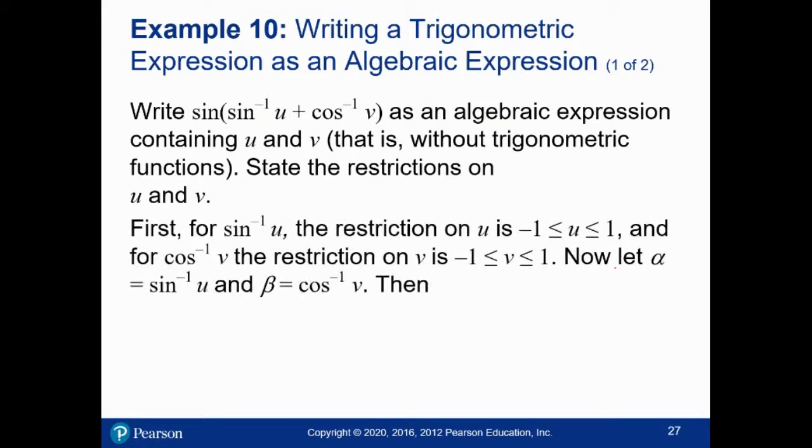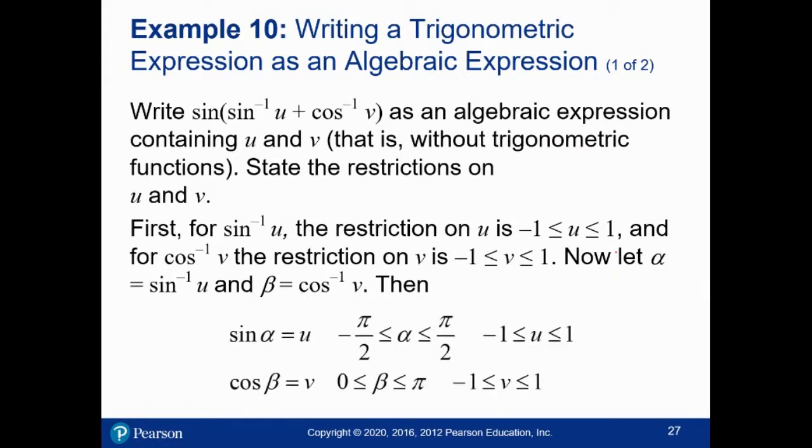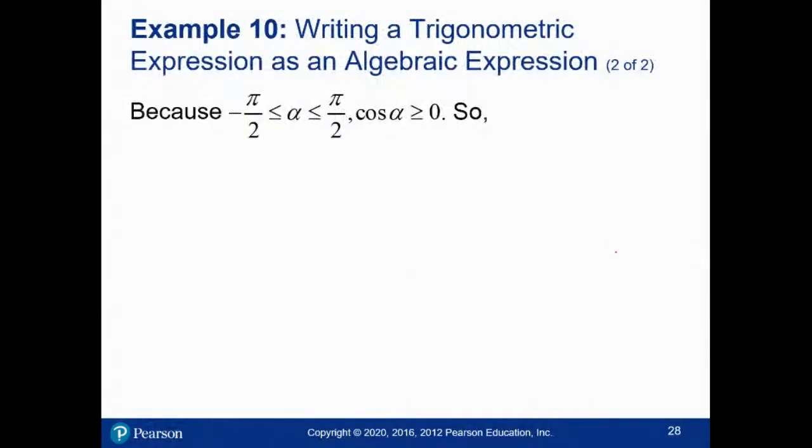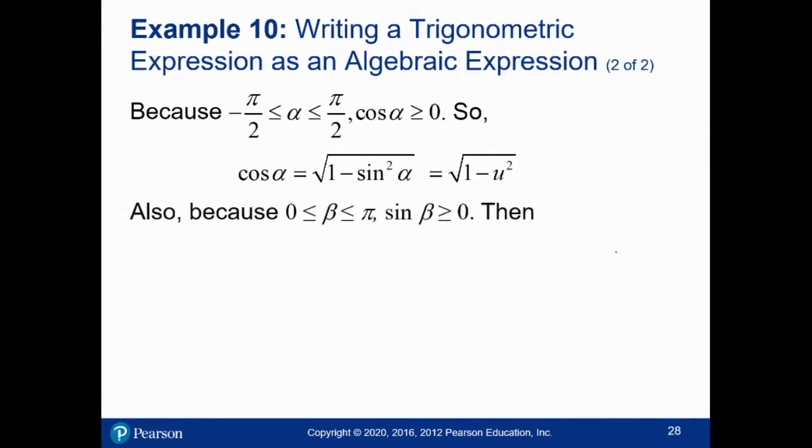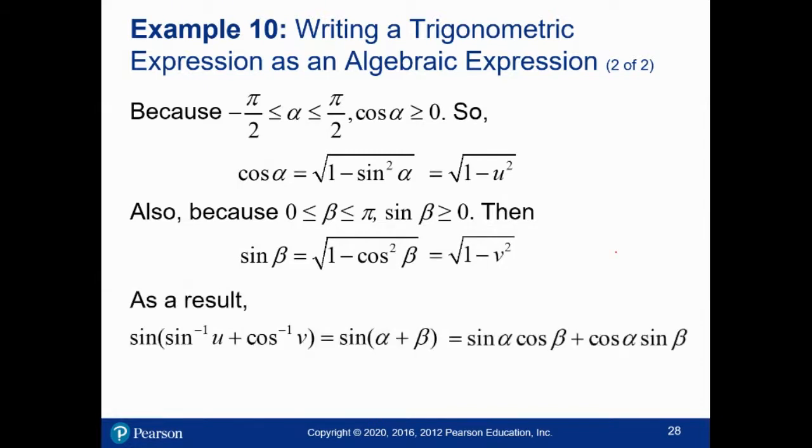Okay, so observe, they're just letting alpha be arcsine u and beta be arc cosine v. They're just observing what quadrants things are in. Therefore, the cosine of alpha is positive, so we can take the positive square root. Sine alpha was u, there we have it. The sine of beta is positive, so they just take the positive square root, that's square root of 1 minus v squared, just as we did. Then they do the sum formula for sine and get exactly what we got. Great.